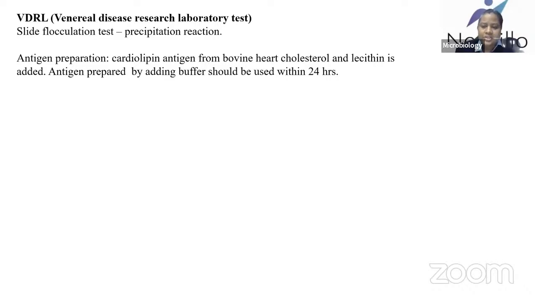For the antigen preparation, I told you the cardiolipin antigen of the bovine heart is used for testing. Along with this, cholesterol and lecithin are added to the antigen. So the antigen is prepared. It comes in a powder form. It has to be prepared by adding the buffer, which comes along with the antigen. And if it is reconstituted, the antigen has to be used within 24 hours. It is a very, very important question. So when the antigen for VDRL is prepared, it has to be used within 24 hours of preparation.